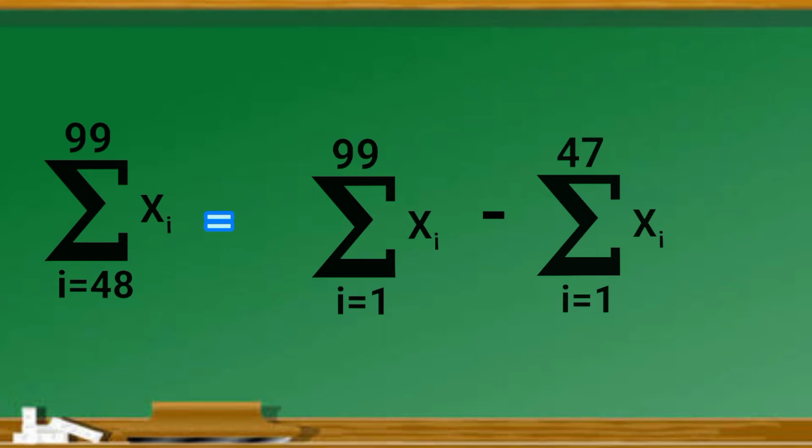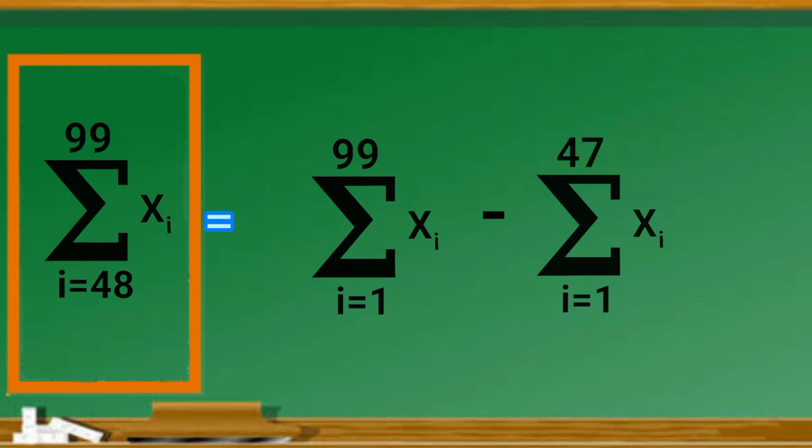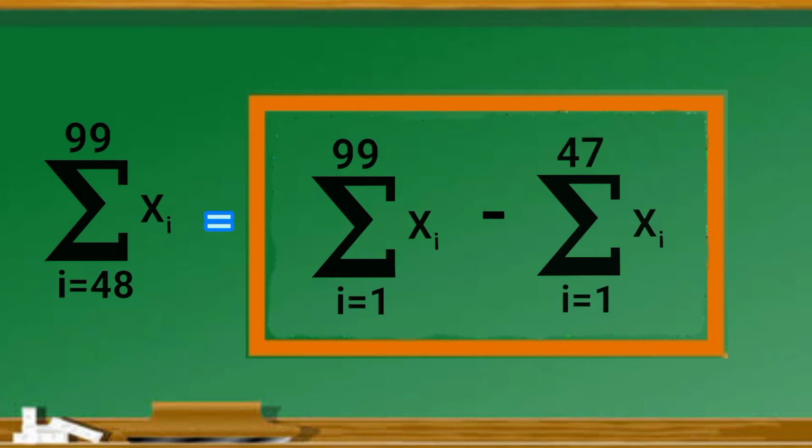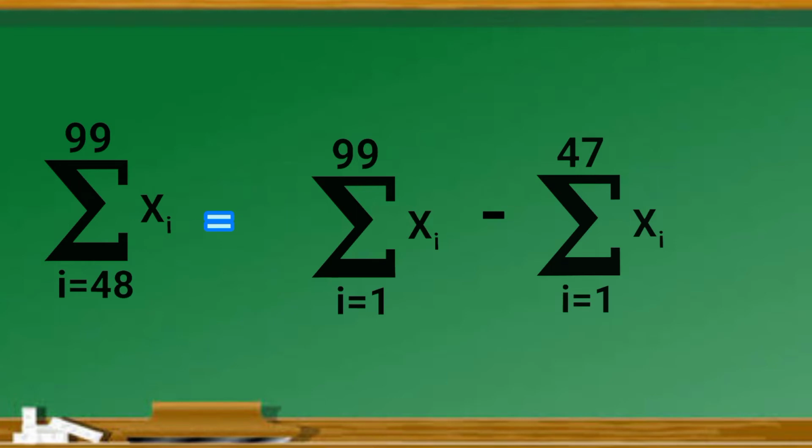So, class, yung original natin na given which is sum of x from 48 to 99 is naging sum of x from 1 to 99 minus sum of x from 1 to 47. Again, itong 47 is galing siya dito sa ating 48, binawasan ng 1.